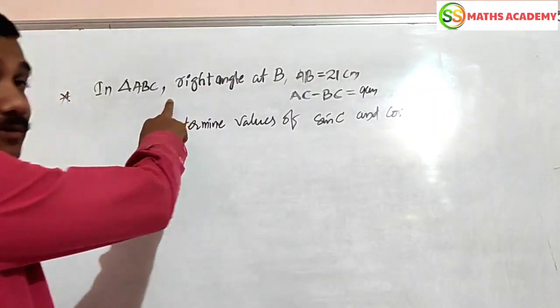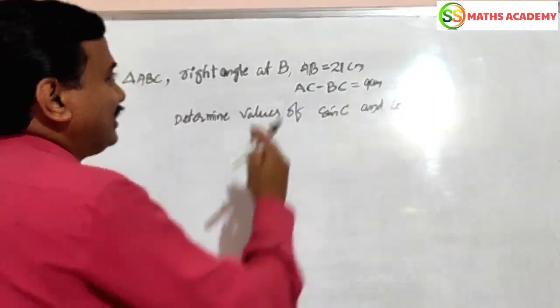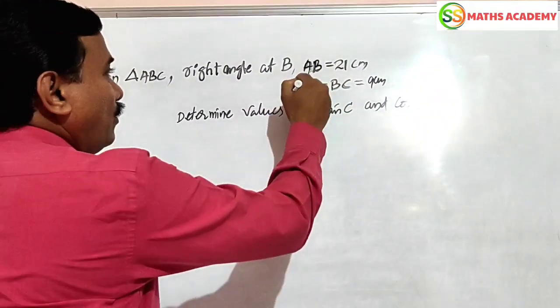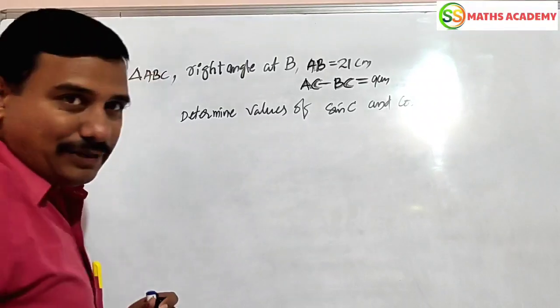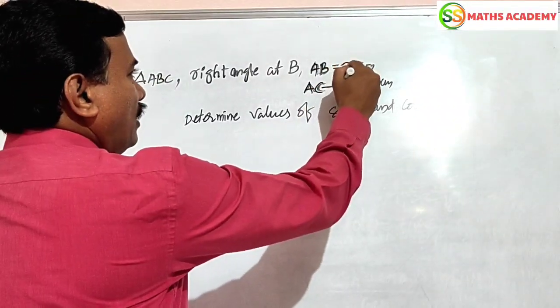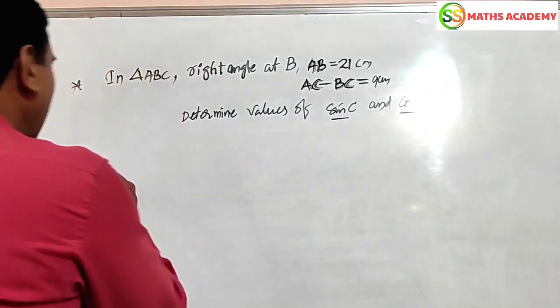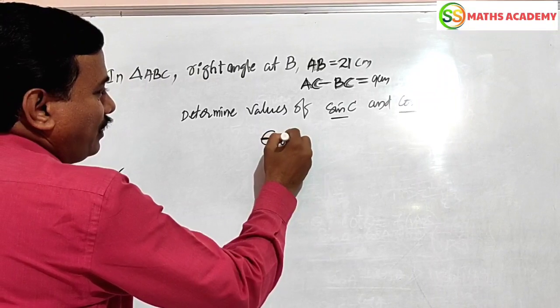In the right angle triangle ABC, right angle at B, the length of AB equals 21 centimeters. The difference AC minus BC equals 9 centimeters. Determine the values of sin C and cos C. Now see, what is given, dear viewers?